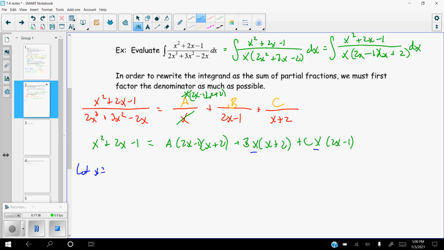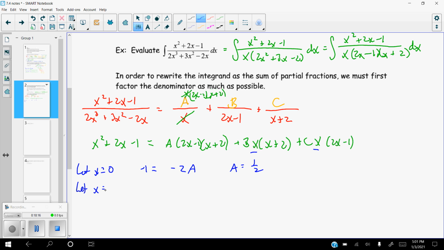Now I can solve for A. You do have to plug the 0 into both sides. If we let x equal 0 and plug 0 into the left-hand side, I'm going to get negative 1. If I plug 0 into the right-hand side, again, the B and the C terms are going to go away, leaving us with just what we get when we plug 0 into the A term. Well, that's going to be A times negative 1 times positive 2. So that's really going to be negative 2A. So now solving for A, I get that A is going to be positive 1/2, dividing both sides by negative 2. Let's do the same thing, but try to get a different value.